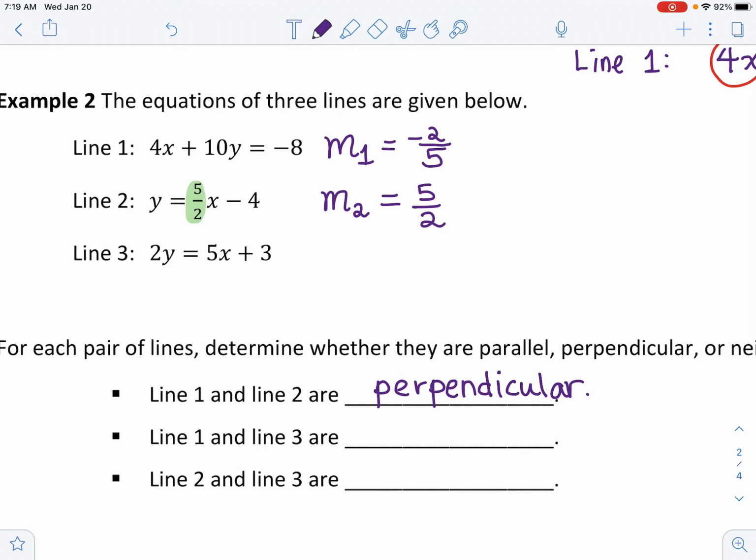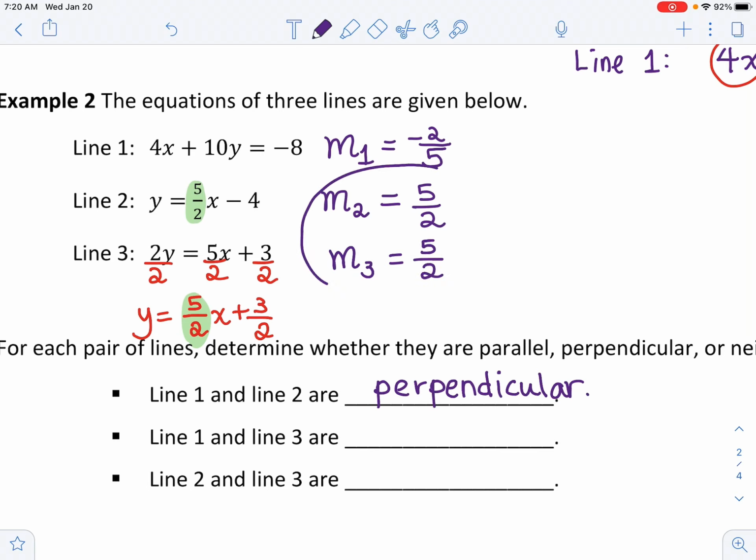Now, I need to go find line number 3's slope. This is written as 2y equals 5x plus 3. So there's nothing to move. X is already on the other side. I just need to divide everything by 2. And let's simplify. That will give us y equals 5 over 2x plus 3 over 2. Focus on the slope. Slope is 5 over 2. So let me write that down. M3, slope of line number 3, is equal to 5 over 2. Oh, look. Line 2 and line 3 have the same exact slope. So, line 2 and line 3 are parallel.